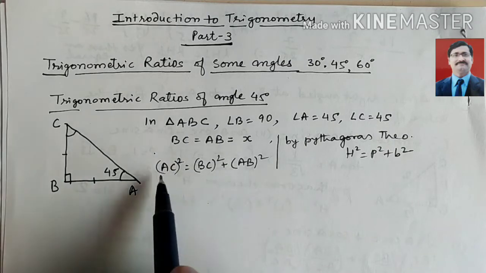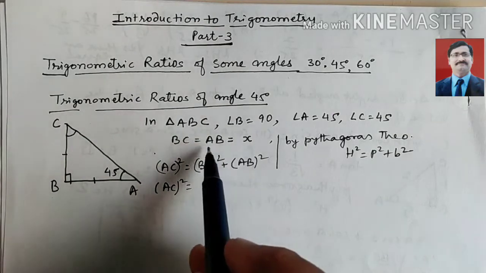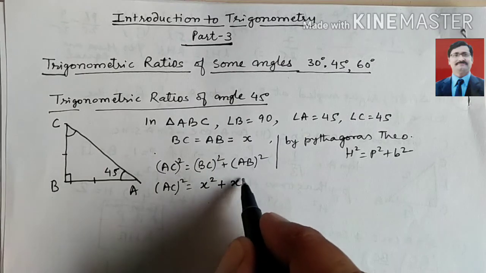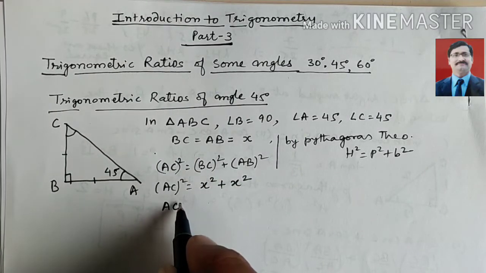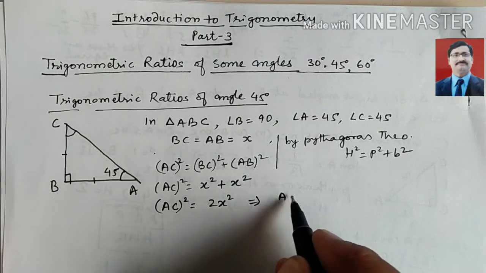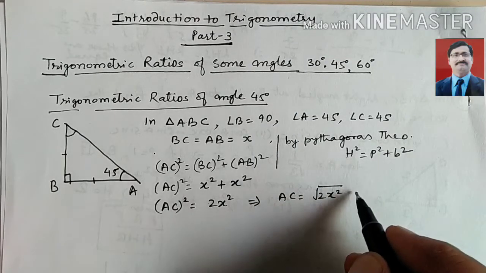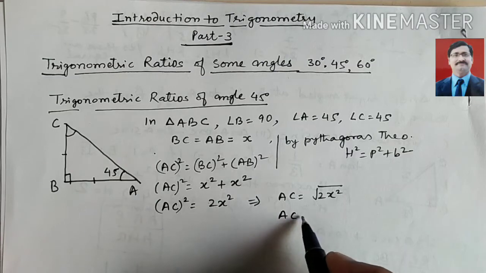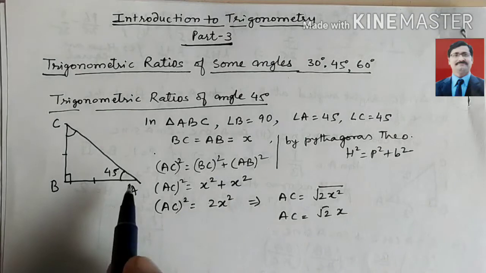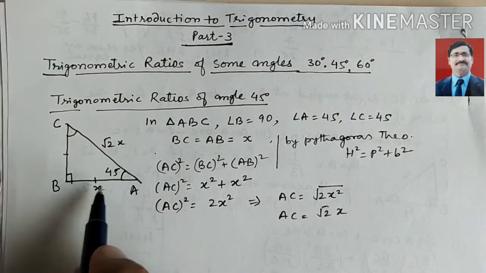Now AC square will be BC square, and we know BC is X, so you write X square. AB is also X, so you write X square. So we get AC square equals 2X square. This implies AC equals root of 2X square. X square you can take outside, so AC equals root 2 X. AC is the hypotenuse, so you mark here root 2 X, and this is X, and this is also X.